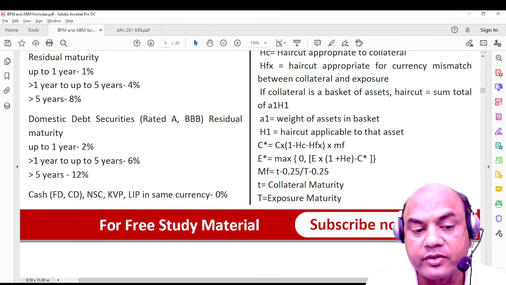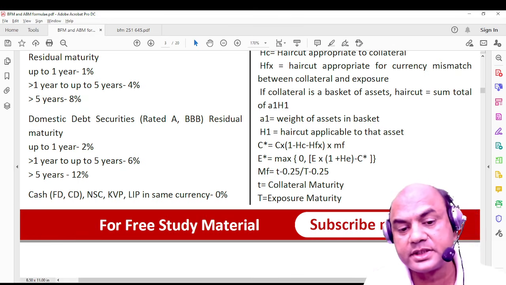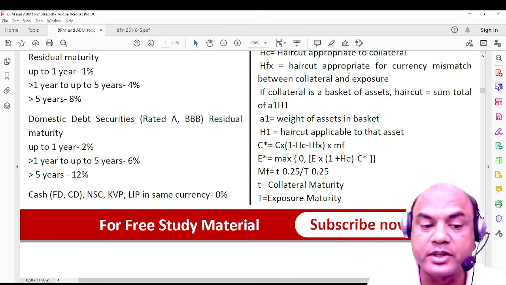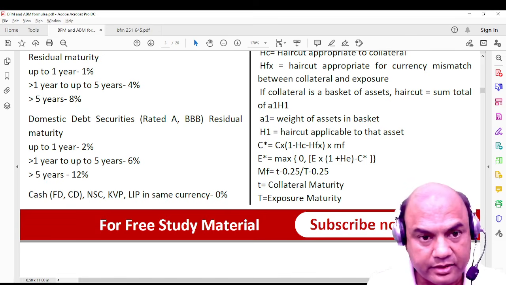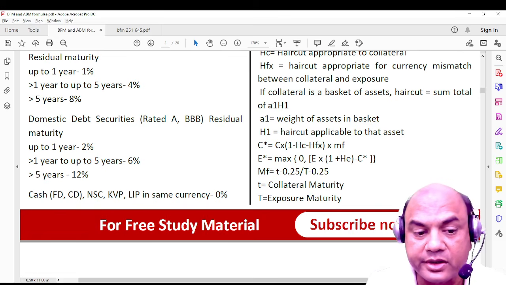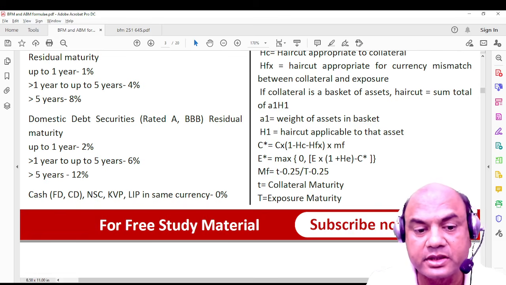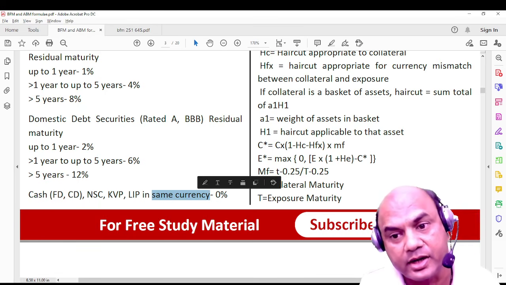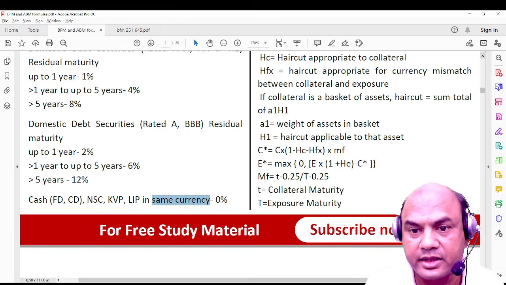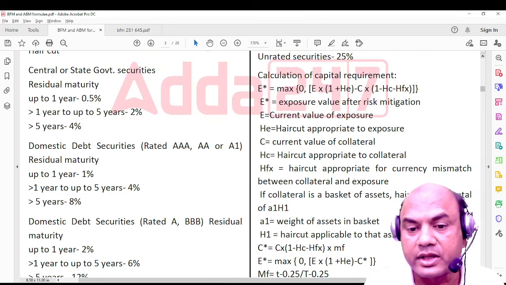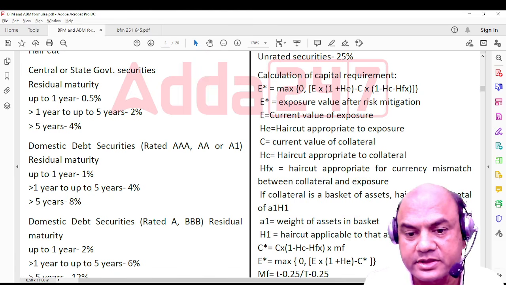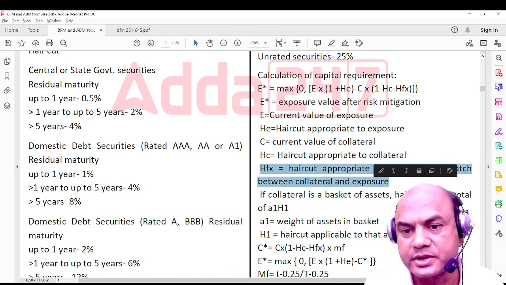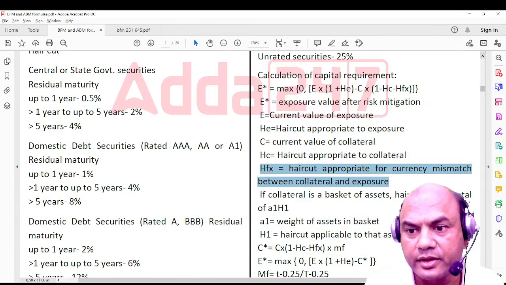Cash, FD, certificate of deposit, NSC, KVP, LIC, these policies in the same currency have 0% haircut. No haircut is applied on all these FD, certificate of deposit, NSC, KVP, life insurance policies in the same currency. Kindly note, if the currency is different, then it becomes 8%. Let me show you that also. Whenever you see this, it is called HFX. I'll come to this.